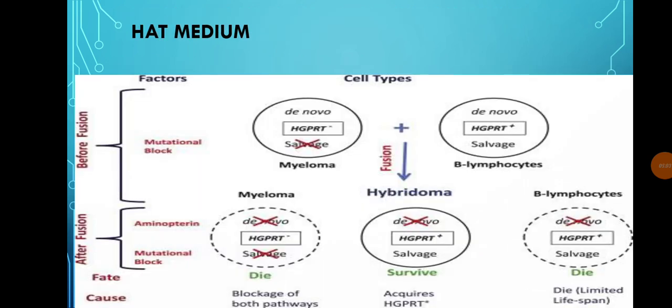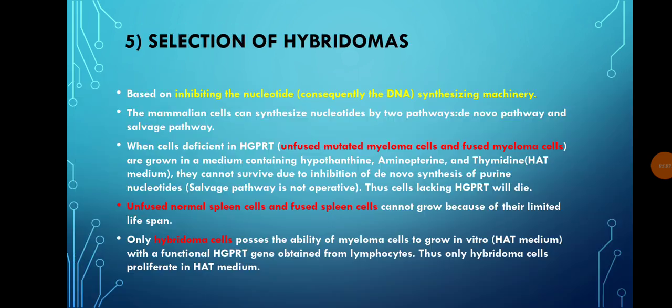HAT medium before fusion and after fusion. The scenario of the cells is as shown in this diagram. Selection of hybridomas based on inhibiting the nucleotide synthesizing machinery. Mammalian cells can synthesize nucleotides by two pathways, the de novo pathway and the salvage pathway.